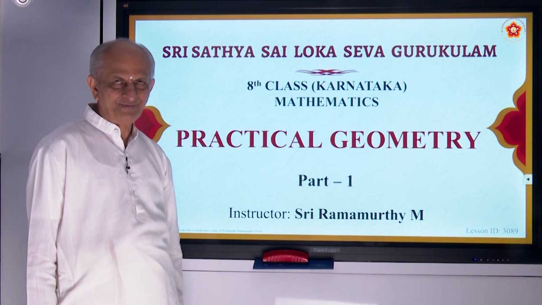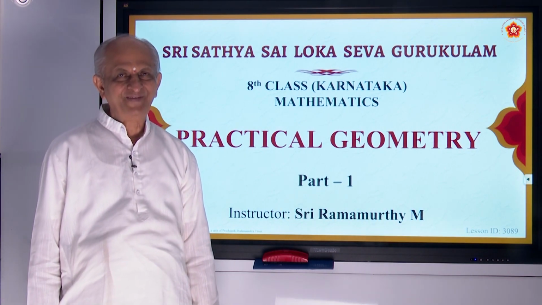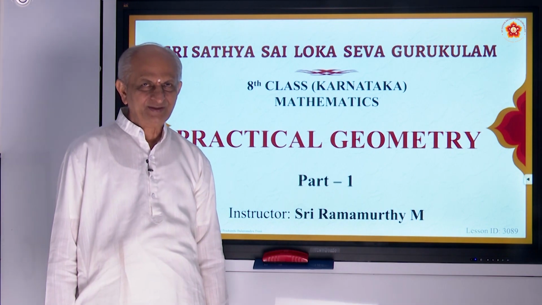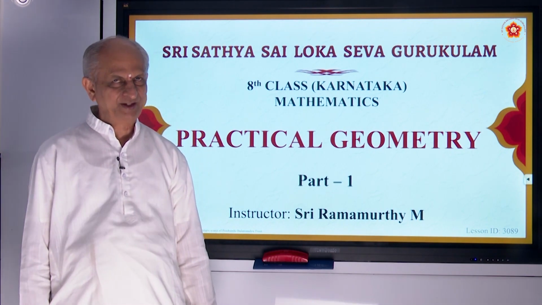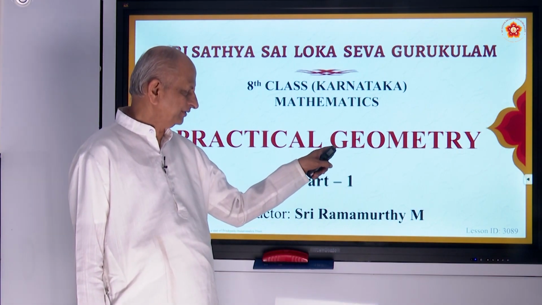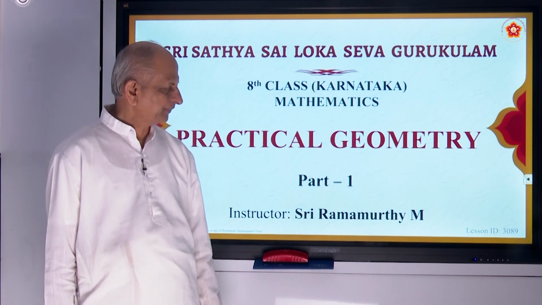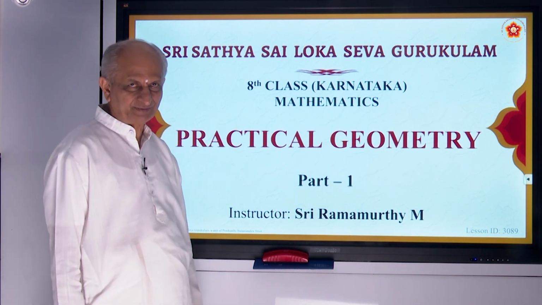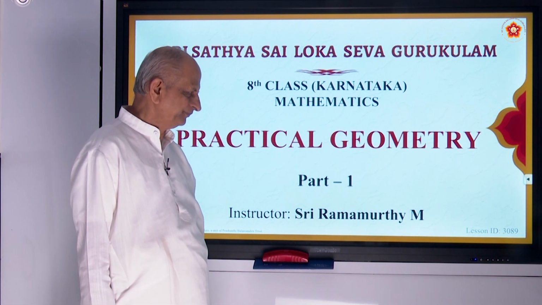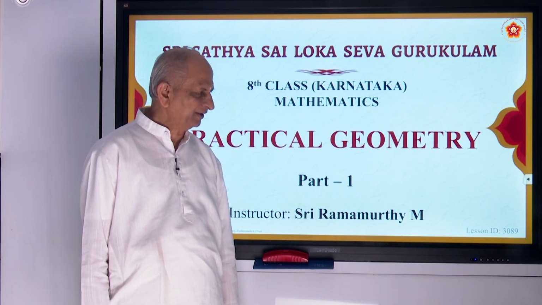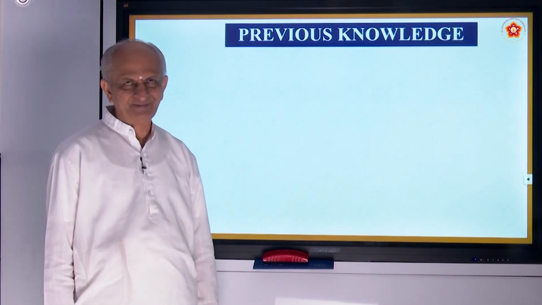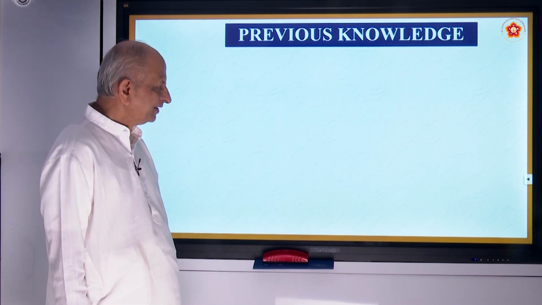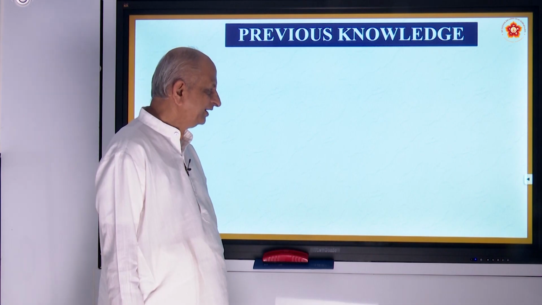Now we are in the world of geometry. What is geometry? The word geometry is a branch of mathematics. In Greek, the word geo means earth, and metry comes from the word metron, measurement of earth. That is how the word geometry came. And today onwards we will see practical geometry. You heard in other classes about theoretical geometry. Now we are studying practical geometry.